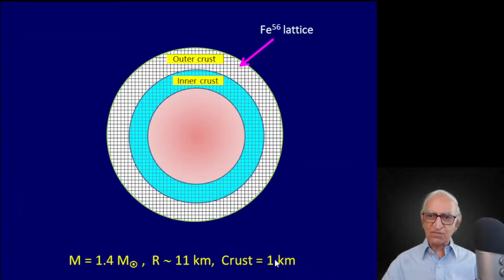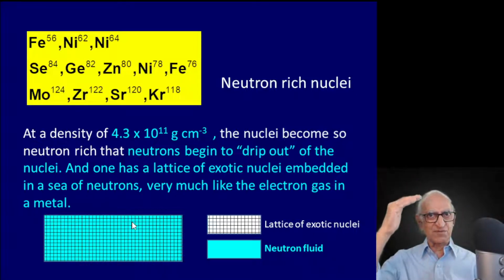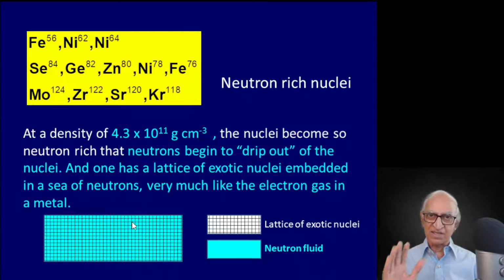So as a result, what we will have is a crystalline solid which consists of exotic nuclei and a sea of neutrons. Remember, there is also a sea of electrons that has been there right from the surface, and these electrons are relativistic and highly degenerate. But we are not concerned with electrons now. We are only talking about the neutrons. So as you come down, you will have a lattice, but now you will also have a sea of neutrons.